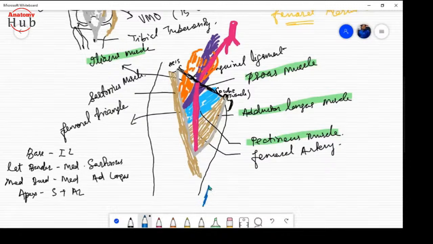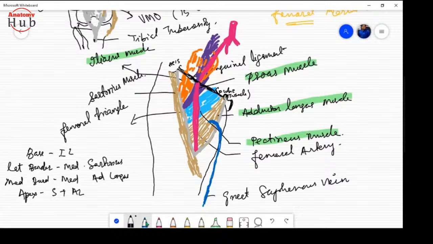So the great saphenous vein ascends upward along the medial portion of the thigh, and that makes a vein. So that vein will be known as your great saphenous vein.